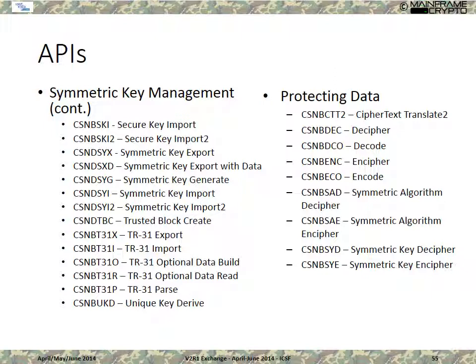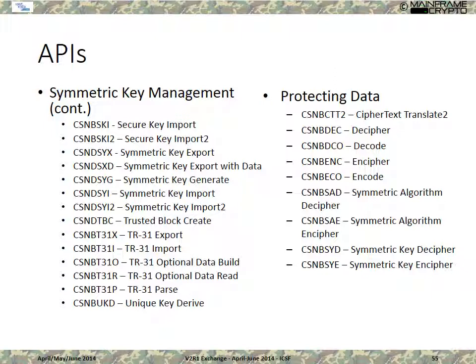Over on the right, there's just a handful of APIs that are actually associated with encrypting and decrypting data. And there they are on the right. So the CSNBDCO and ECO, decode and encode, those are old APIs that implemented DES using ECB, or electronic codebook mode. Now, if you remember when we talked about electronic codebook mode, it's not the most secure way to do things. So later, ICSF came out with the CSNBENC and DEC for encipher and decipher. Those implement DES as well, but they do it implementing cipher block chaining to provide a little bit more security.